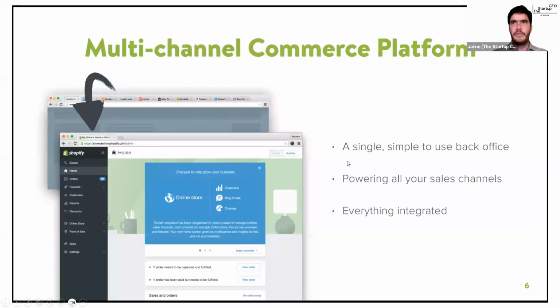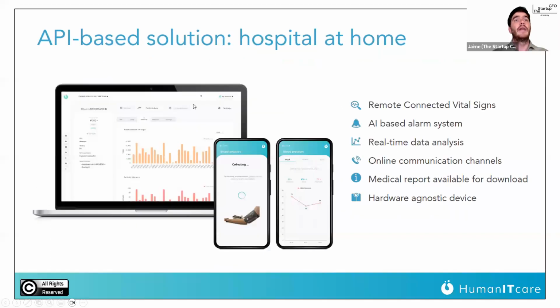Okay, this is very visual. A single, simple-to-use back office, partner channels, everything integrated. And at least you already have a website to relate to and some branding. And this is a client of ours, as you can see, very similar. This is Human IT Care. And they have an API-based solution that creates diagnostics and communicates with the hospital and so on.